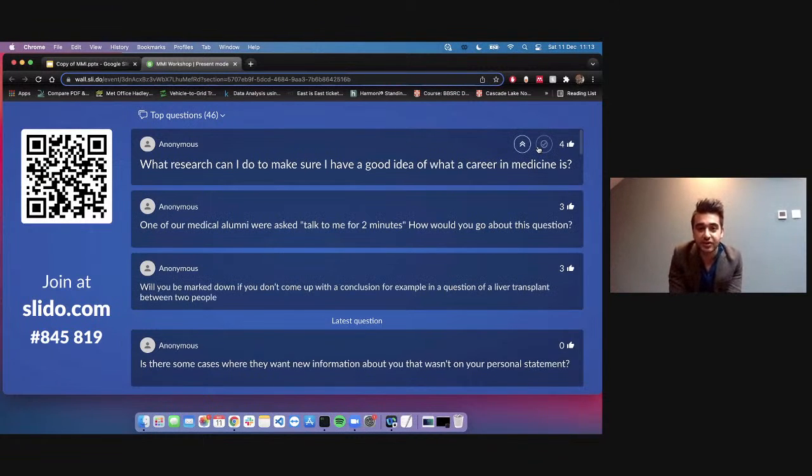What research can I do to make sure I have a good idea? So hopefully you should have already done this when you were writing your personal statement. That's all about the work experience, reading articles, read the BBC News website. Probably say work experience and speaking to doctors is the best way to get a good idea of what a career in medicine entails.